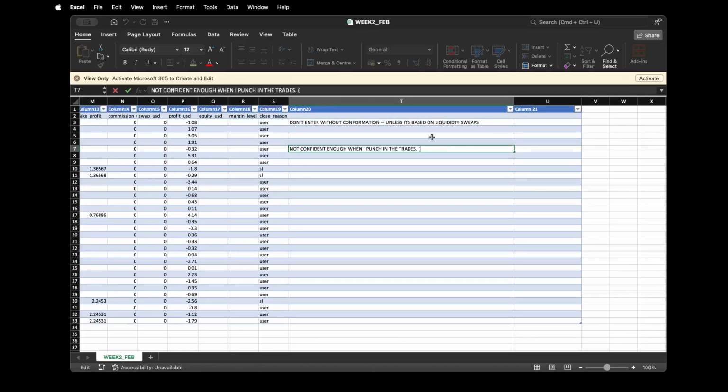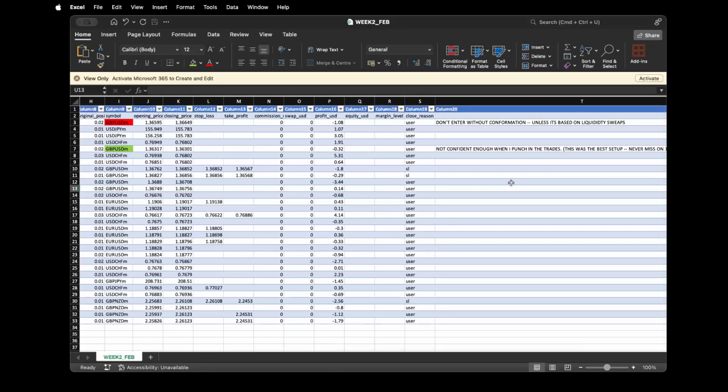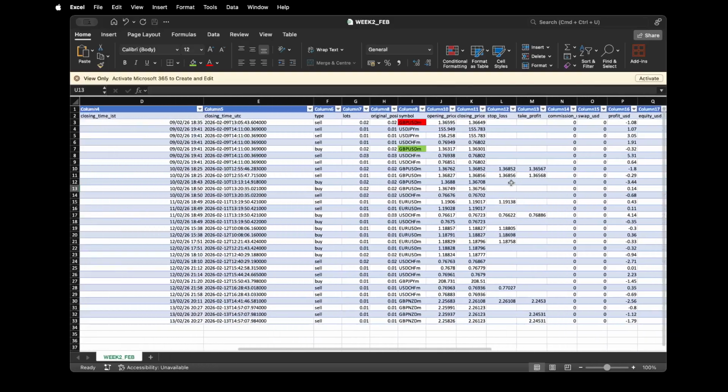So trust, this was the best setup. Never miss on 15-minute BOS plus order block trades, right? Never miss on them. Take the losses that you can bear, that are okay with your capital, like 1%, 2%, whatever it is, as per your capital size.